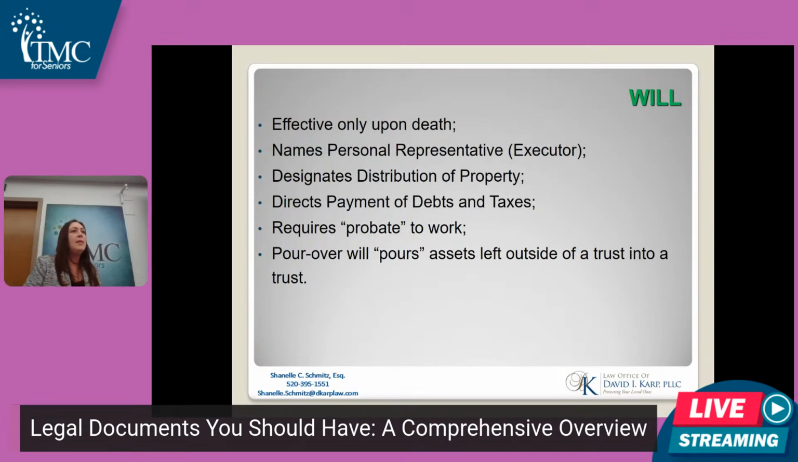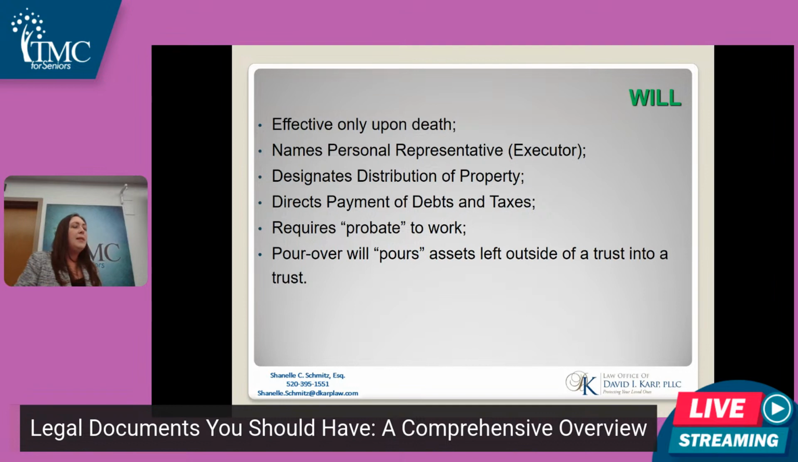Okay, so the next document, a will is effective only upon death. And so a will is essentially instructions to the court as to how you want your assets to be distributed. So in order for it to be effective, it has to go through probate court. A lot of people misunderstand that. So keep in mind, if you have a will-based plan and everything is going through the will, then that requires court to work. In a will, you're going to name a personal representative, which is known as an executor in other states. Arizona had to be different, so I think we're one of the only states that calls it personal representative. You designate distribution of property in your will, and it directs payment of debts and taxes.